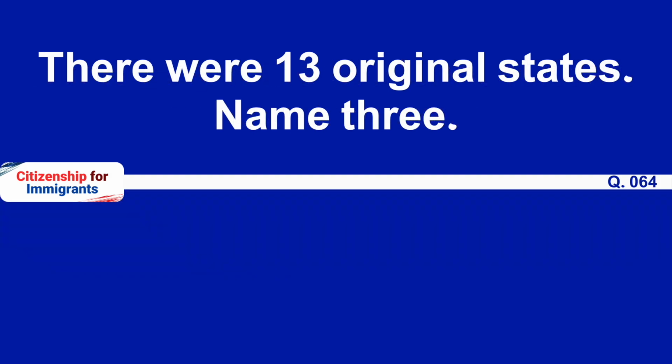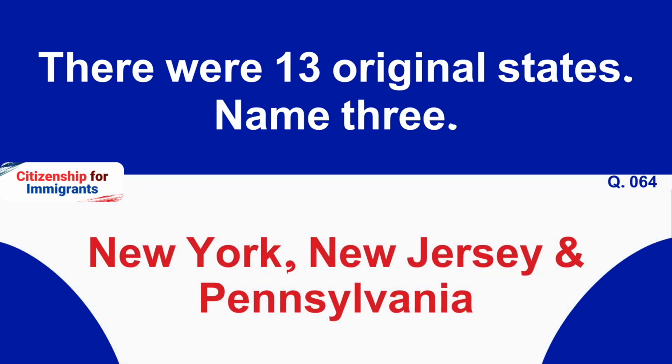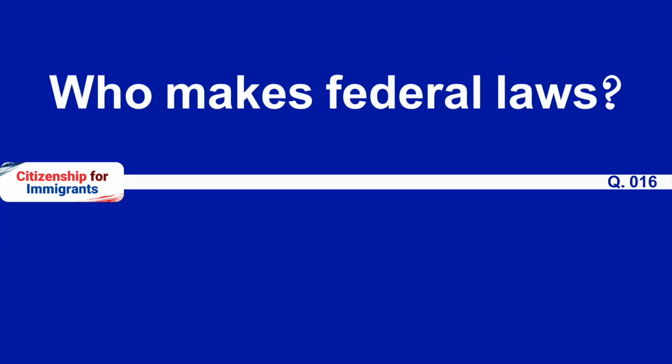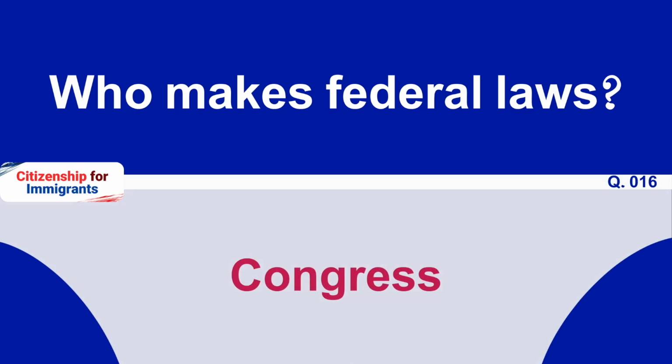There were 13 original states. Name 3. New York, New Jersey, and Pennsylvania. Who makes federal laws? Congress.